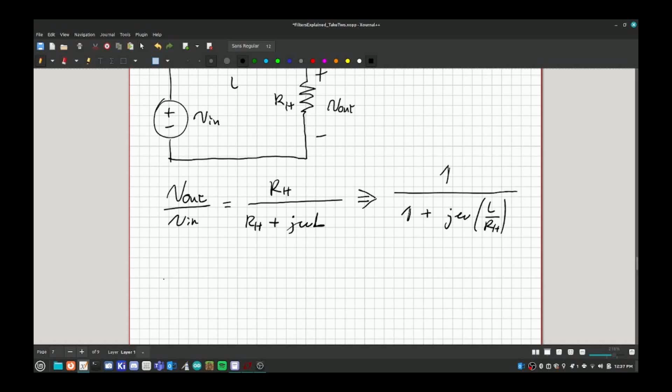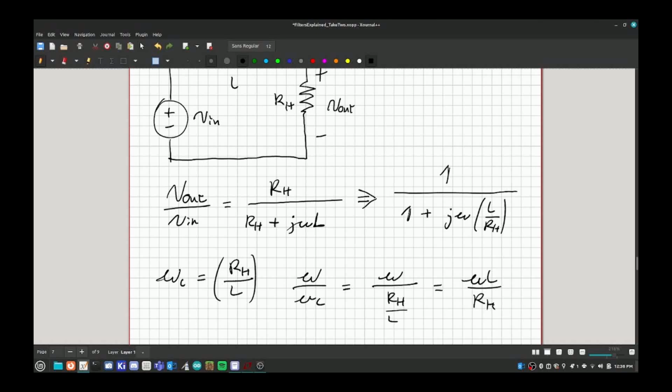And now if we choose omega C to equal RH over L, then if we did omega divided by omega C, we would get omega divided by RH divided by L, which is just equal to omega L over RH. And you can see that this is equivalent to this. So that is the correct cutoff frequency. So our cutoff frequency is RH over L. Cool.